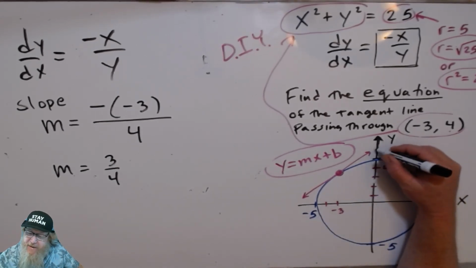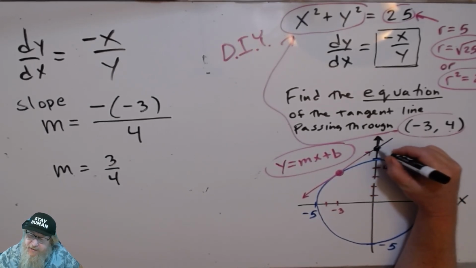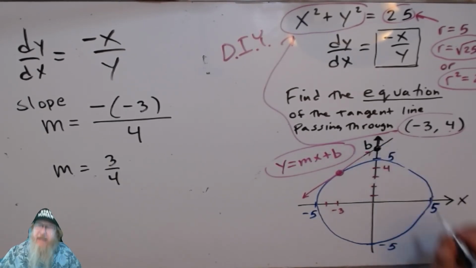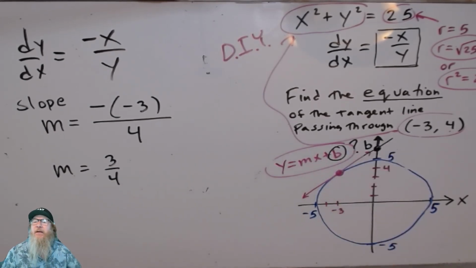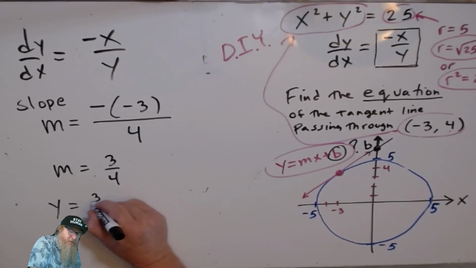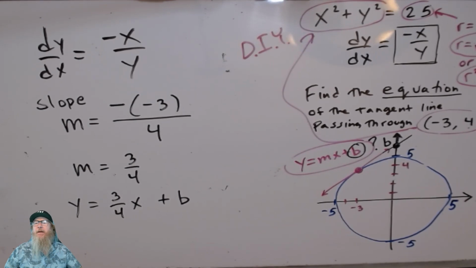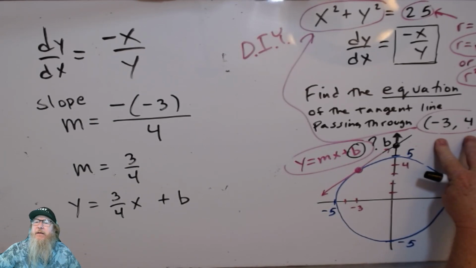Then I've got to find the b. The b is where it crosses the y-axis here, so we'll call that b. Question mark. I don't know what that is. So y equals 3/4 x plus b. Okay, and then we're going to plug in the point, negative 3 and 4.